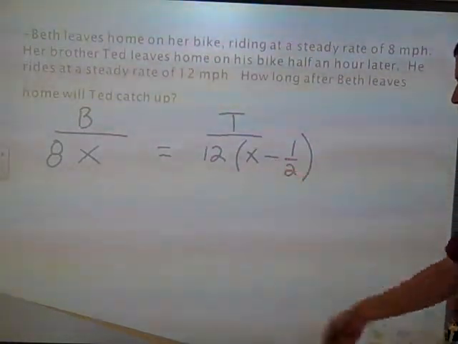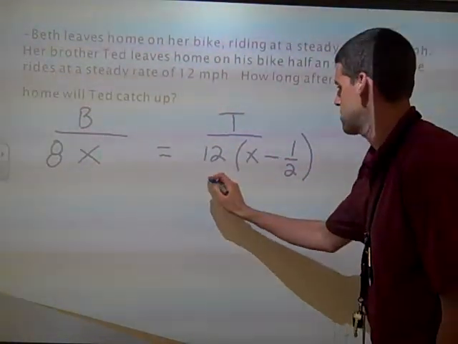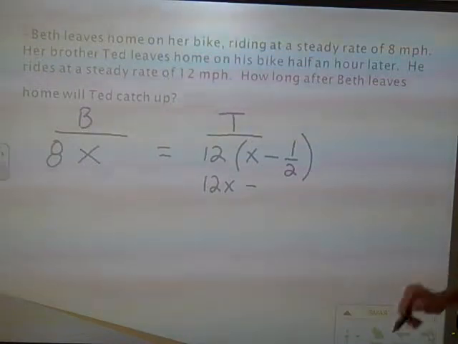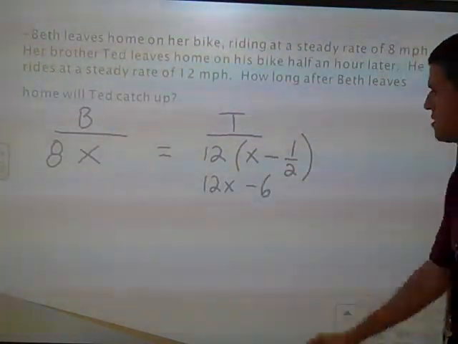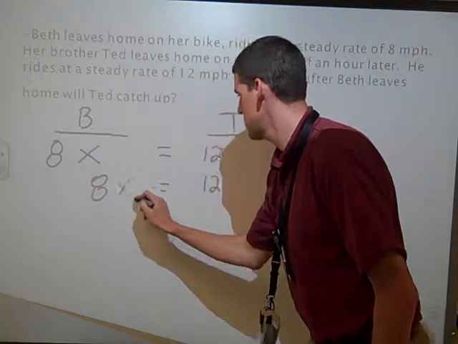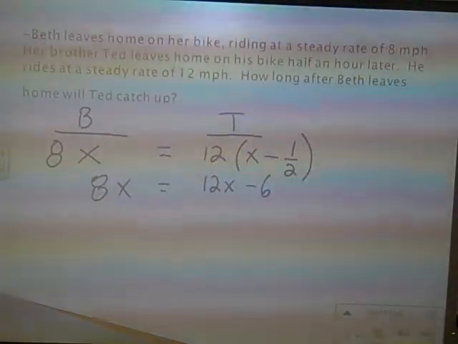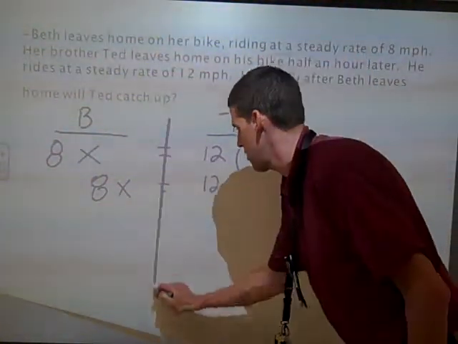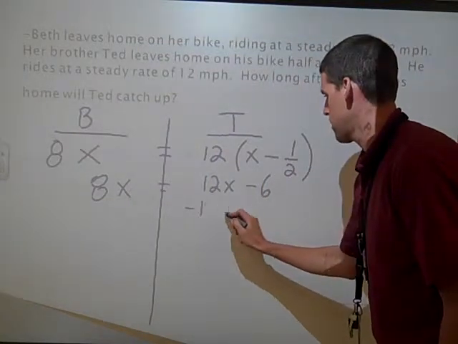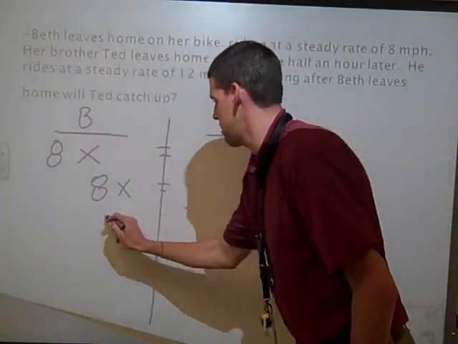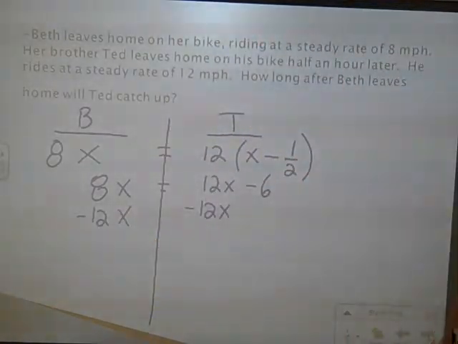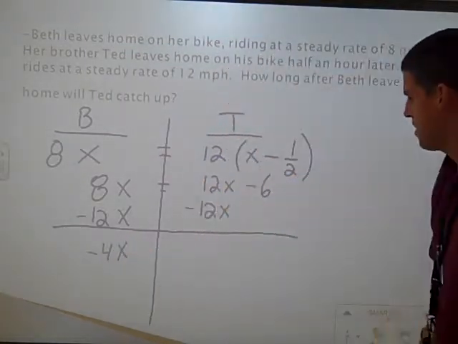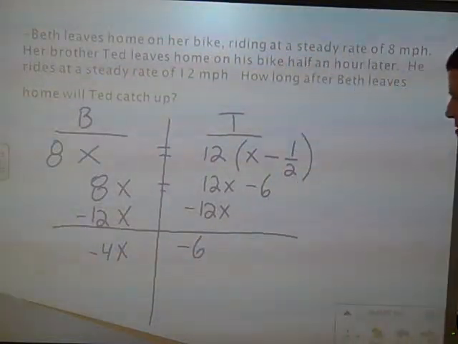First thing I need to do is distribute. So I have 12x, and then 12 times negative half: half of 12 is 6. So now I have 8x is equal to 12x minus 6. I can move my variables to one side. Let's put a line down the middle here too. I'm going to do 12x minus 12x, and minus 12x on the other side as well. This leaves me with negative 4x, and this side is minus 6.